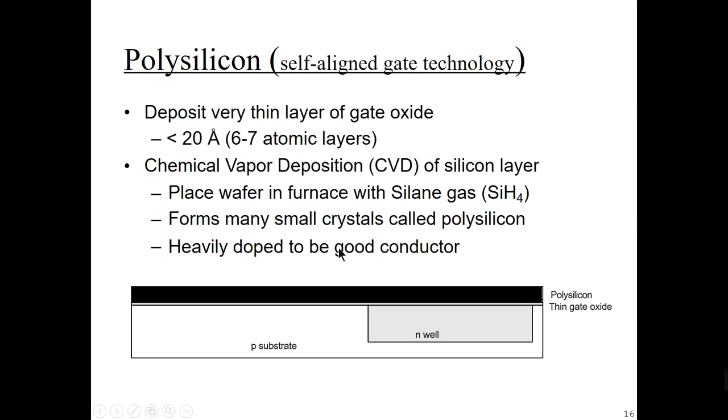And after that, polysilicon, the self-aligned gate technology. Here, we deposit a very thin layer of gate oxide, which has to be diffused, some silicon dioxide layer that has to be very thin. After that, chemical vapor deposition of a silicon layer, that is CVD. So place the wafer in the furnace with silane gas, that is SiH4, and it forms many small crystals called polysilicon, heavily doped to be a good conductor.